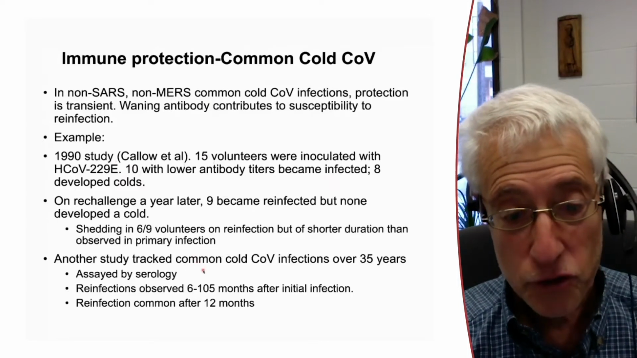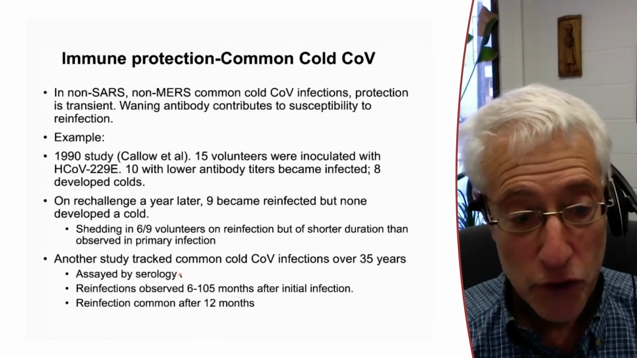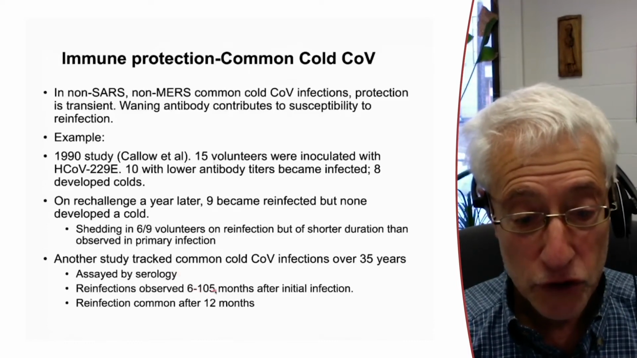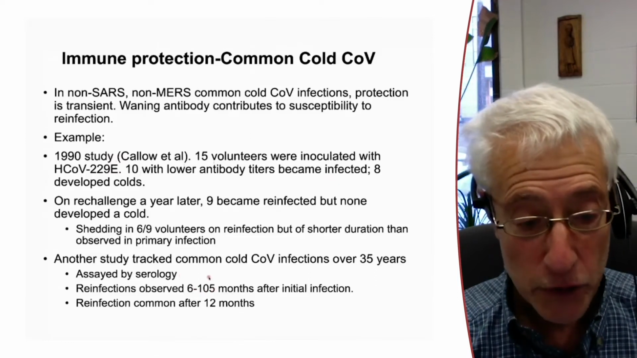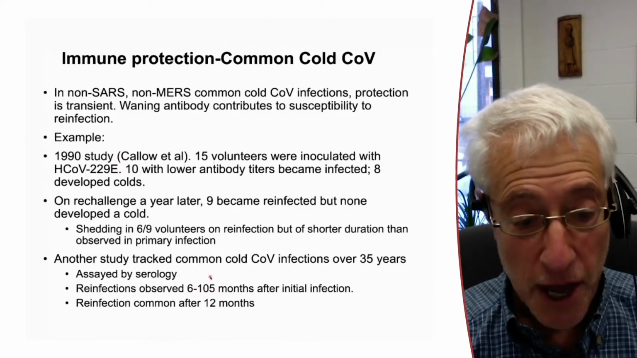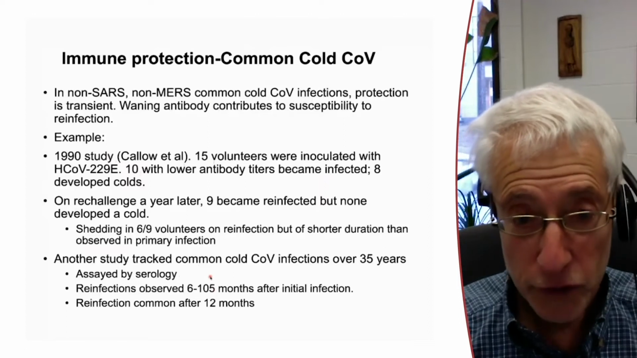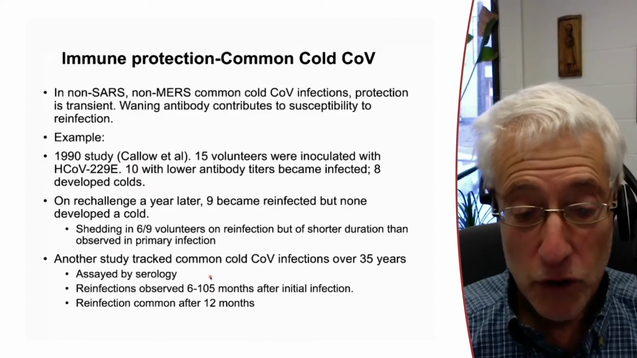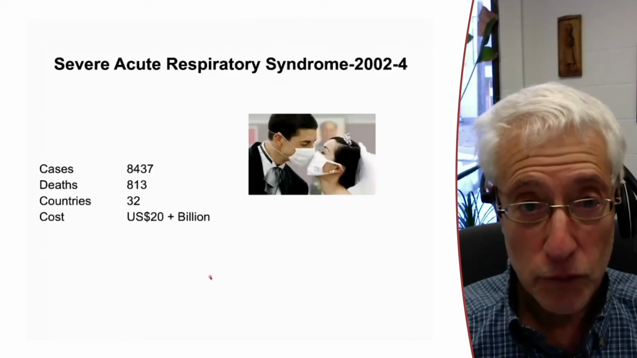And another study tracked common cold coronaviruses over 35 years. This was done by serology and showed that reinfections occurred every 6 to 105 months after the initial infection, and reinfection was common after 12 months. So again, showing that protection is transient, I think what we're learning to some extent with SARS-CoV-2.